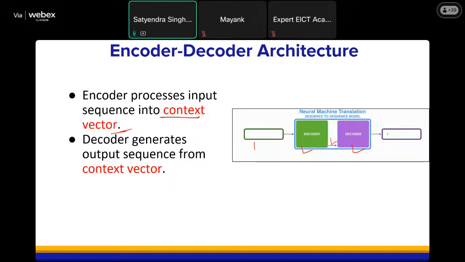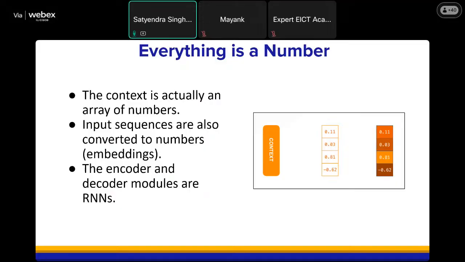which gets the information from the input sentence, the sentence in one language, and the decoder, using that context vector, generates the output in the other language, and it is done one by one. And similar to word vectors, the context is also simply a vector of numbers. All the input sequences, basically the text, word one, two, three, and so on, are converted into a numerical representation known as an embedding, a word embedding, and the encoder and decoder modules are basically RNNs, right?